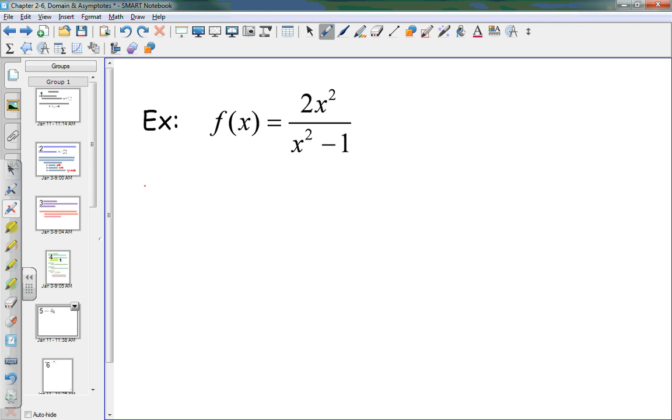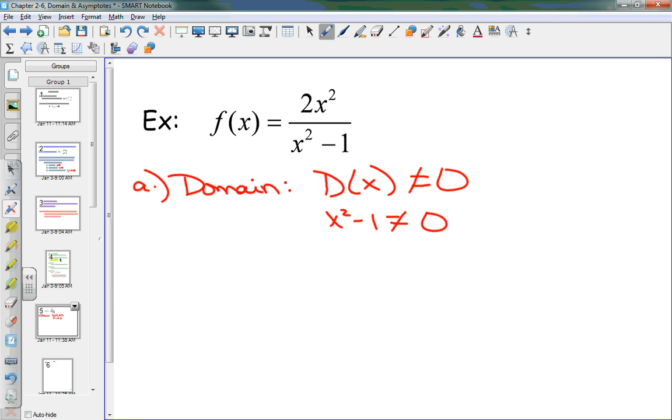I need to find my domain, and my domain comes from d of x cannot be 0. I'm going to put does not equal 0 because that will immediately let your restrictions fall out. Do we understand what I just said? So what's my denominator? My denominator is x squared minus 1, and it cannot be 0.